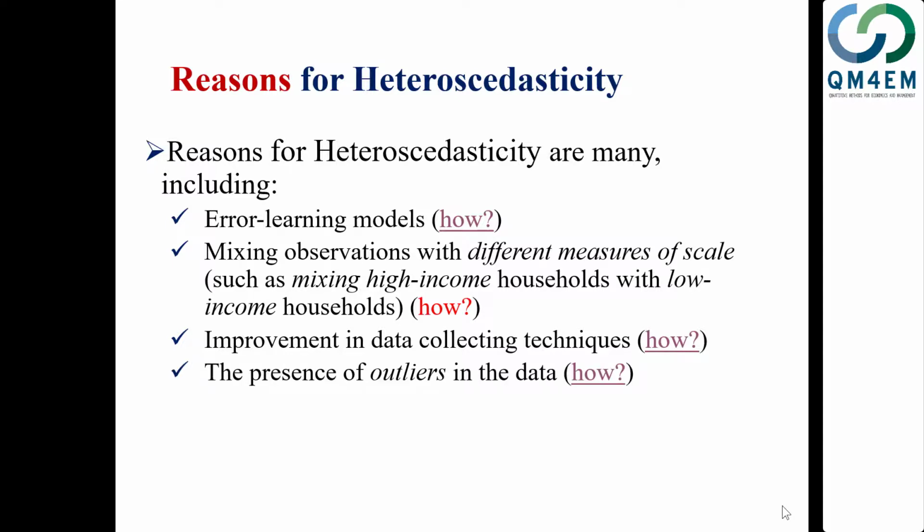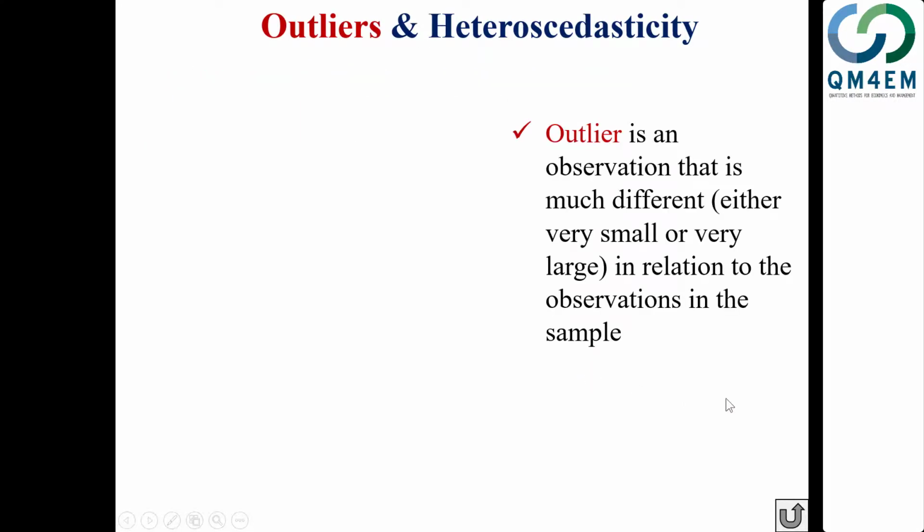Sometimes when you are collecting the data, an outlier may also cause the problem of heteroscedasticity. So let me again refer to what an outlier is. In general, when we have some data, there may be some observations that are either very small or very large compared to the rest of the sample, so we call such an observation or such a value of the data an outlier.